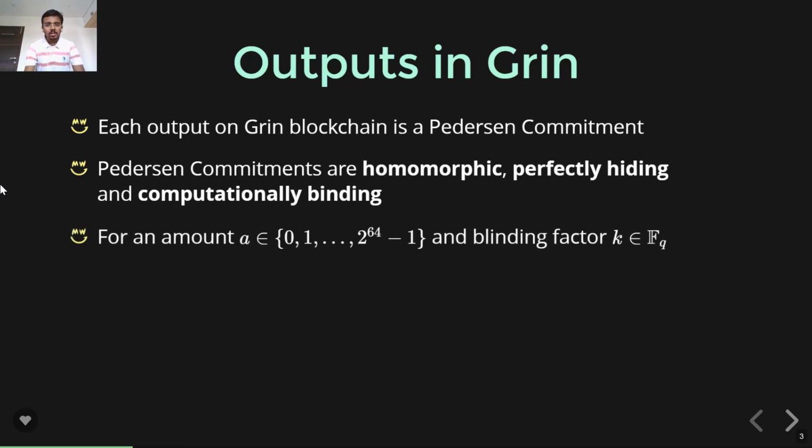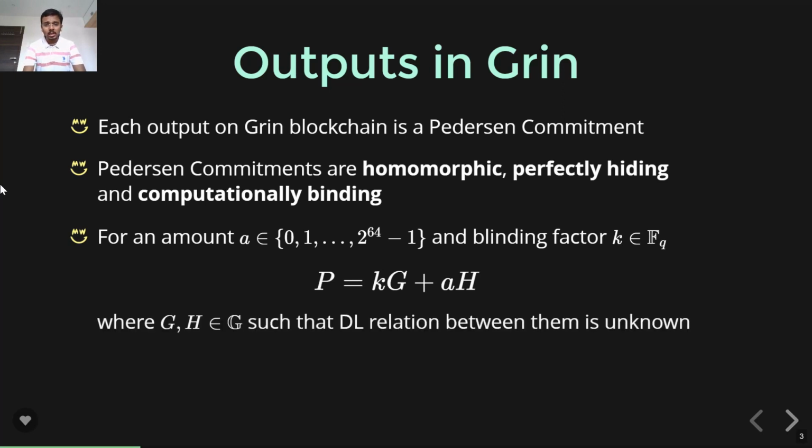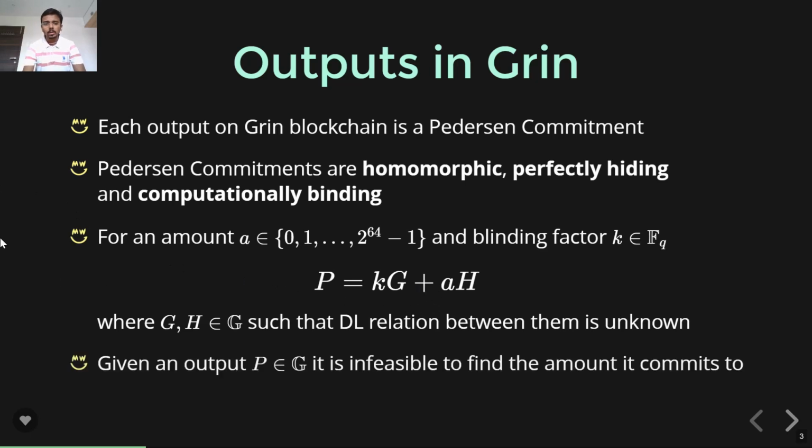As far as Grin is concerned, amounts are 64-bit non-negative integers, and we have a blinding factor k, which is a scalar, and the Pedersen commitment or the output is computed as k times g plus a times h, where the discrete log relation between g and h is assumed to be not known. And of course, this operation is done using the elliptic curve cryptography framework.